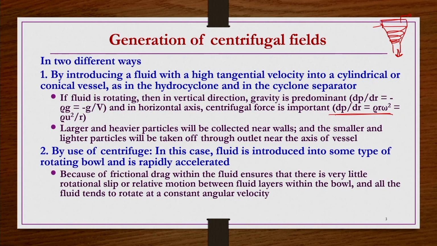Because of frictional drag within the fluid, there is very little rotational slip or relative motion between fluid layers within the bowl, and all the fluid tends to rotate at a constant angular velocity. Okay, these are the two ways that we can apply to generate a centrifugal field in general.